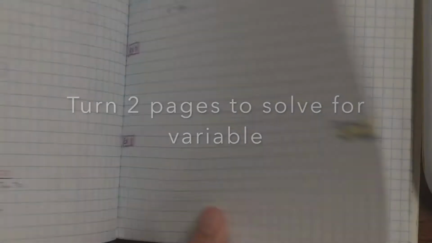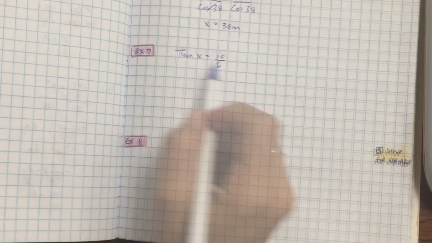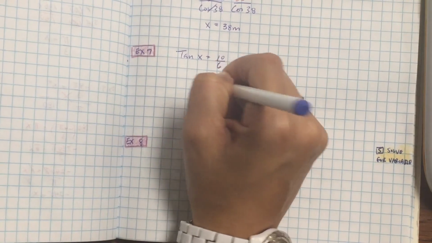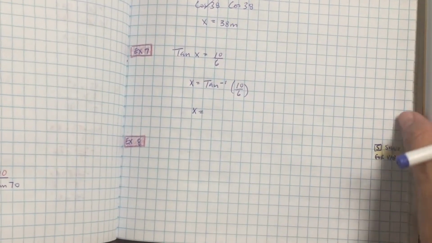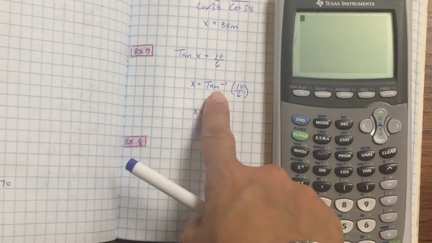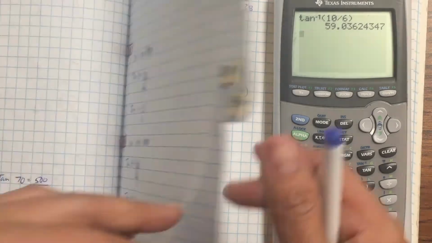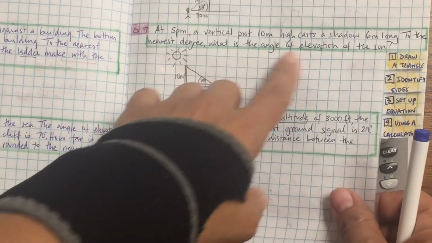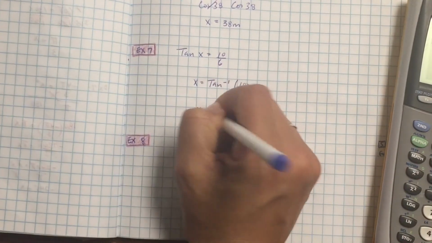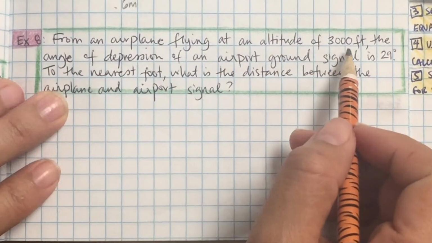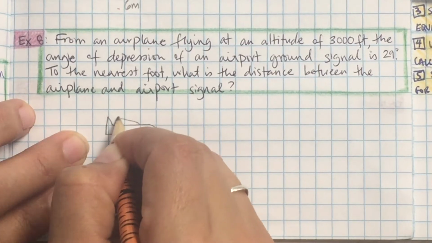So we're just doing an example all the way through. So you write it out again. So I had tan X is 10 over 6. And then what are we going to do? We're going to take the inverse tan to get the angle by itself. So you stick that in the calculator. So second tan and then 10 over 6. And then what did the question tell me to do? Round to the nearest degree. So 59.0, so that doesn't do anything to it. So 59 degrees.